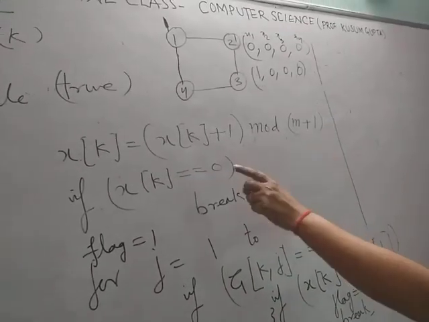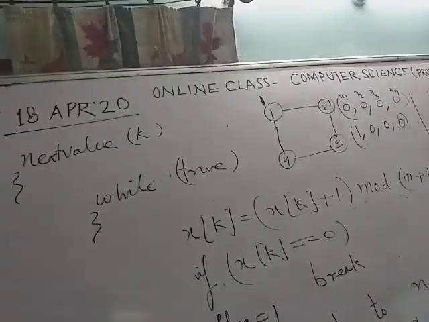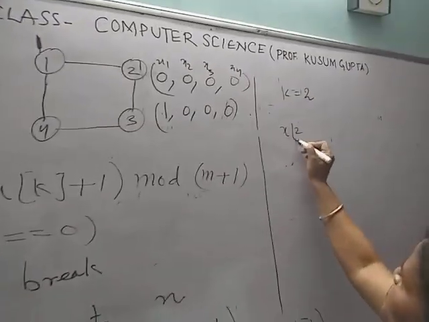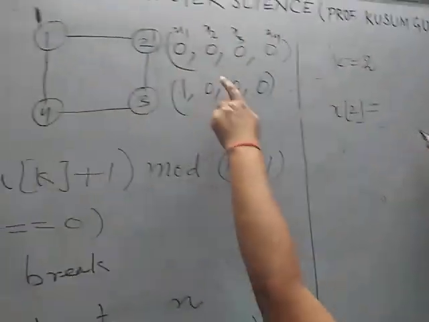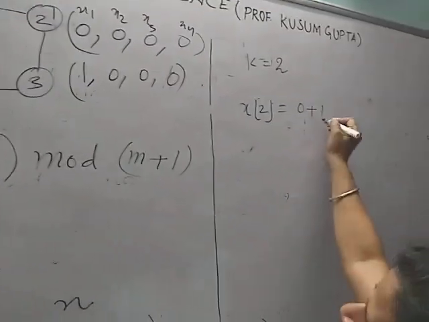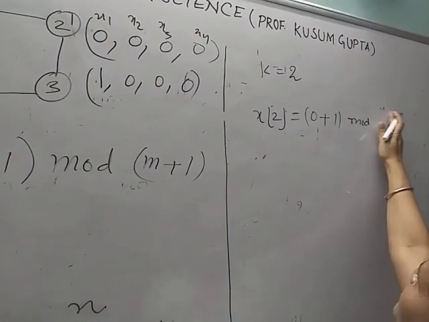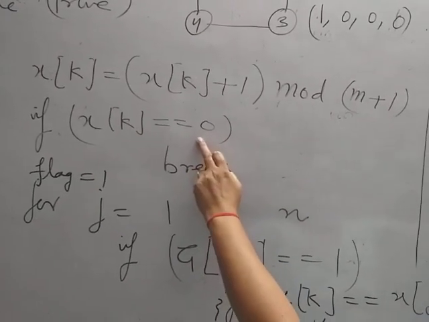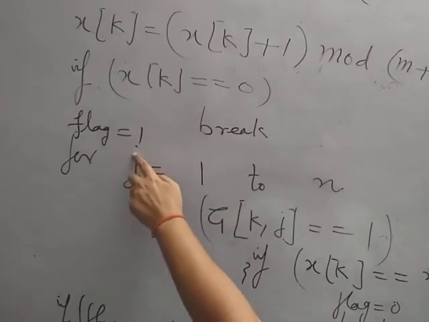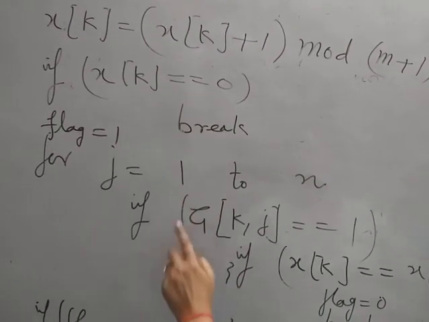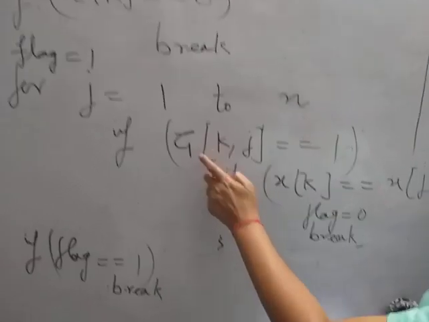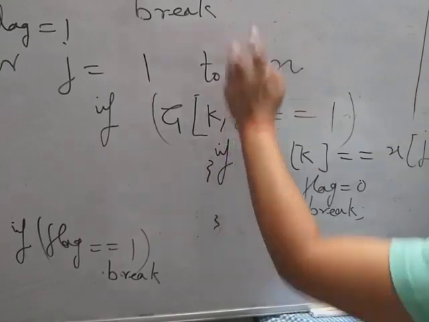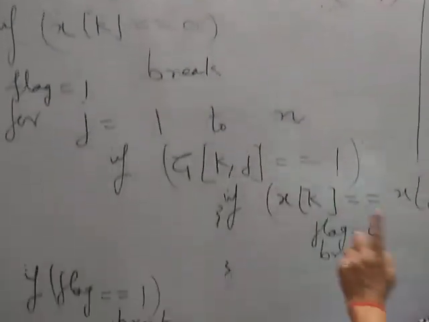Now again, at this time the value of k is 2. Okay, now x2 equal to x2 plus 1. X2 is what? 0. So 0 plus 1 mod 4, that is 1. X2 equal to 0 is false. Okay, flag is 1. Here flag is 1. J is equal to 1, and it will check j is 1. 1 and 2 are adjacent, so this condition is true.